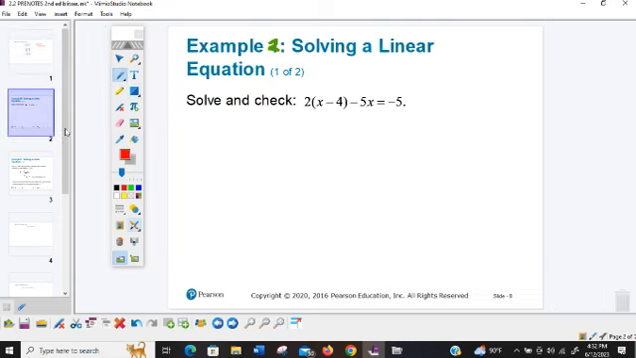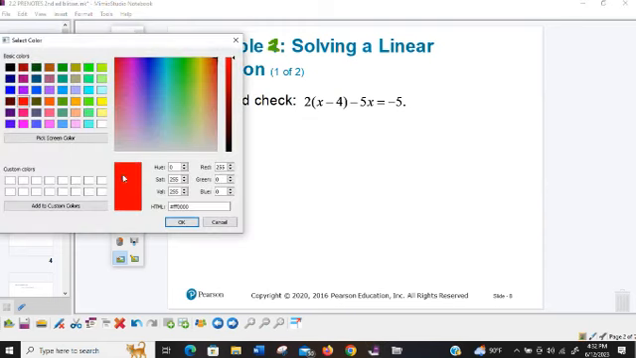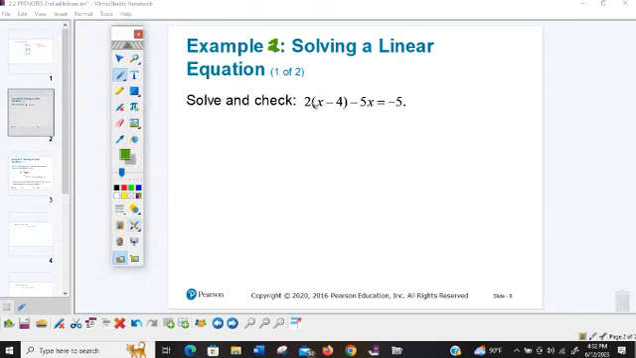Let's try another one. Example 2. Now on this one, we have a little bit more work to do. We have to clear some parentheses here. So I need to distribute. I'm going to do 2 times x is 2x. 2 times negative 4 is negative 8. And then I'm going to bring down negative 5x equals negative 5.